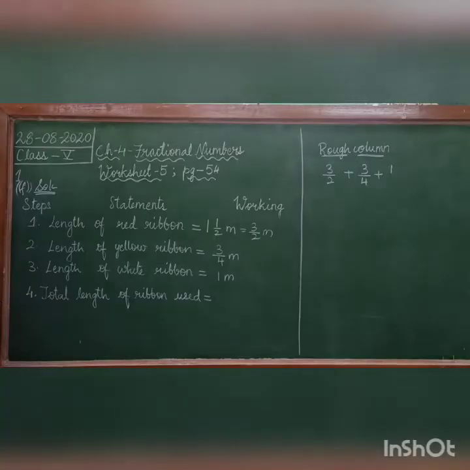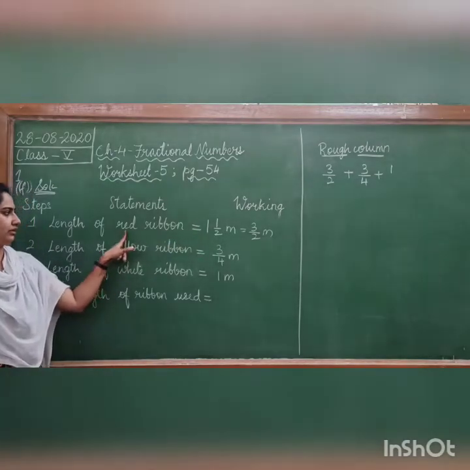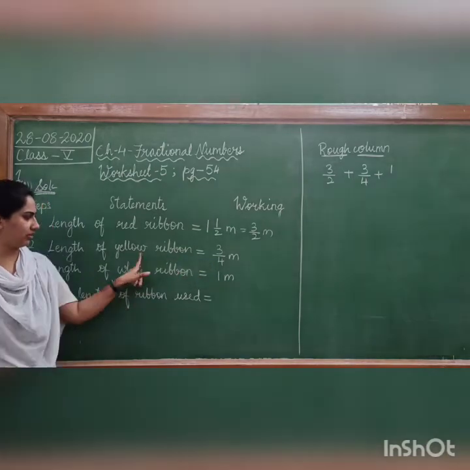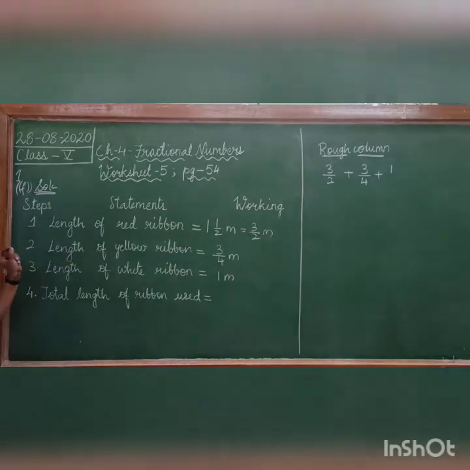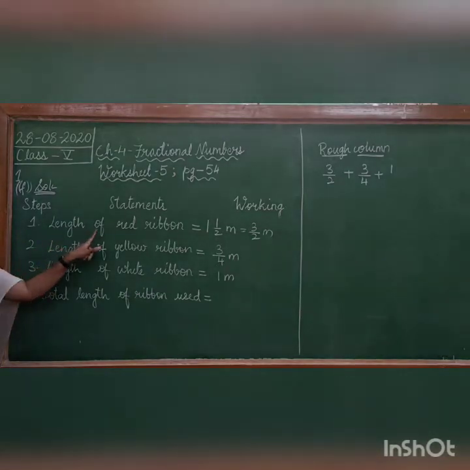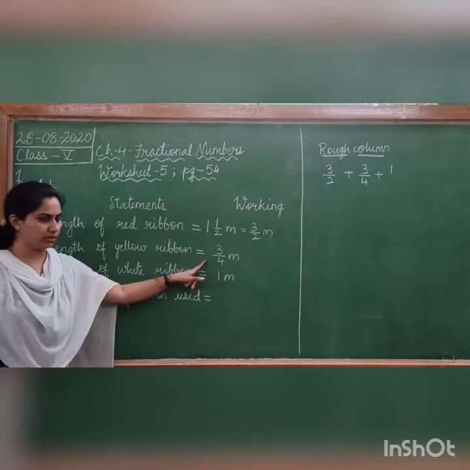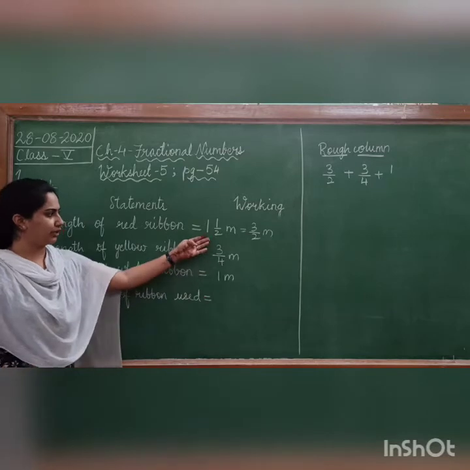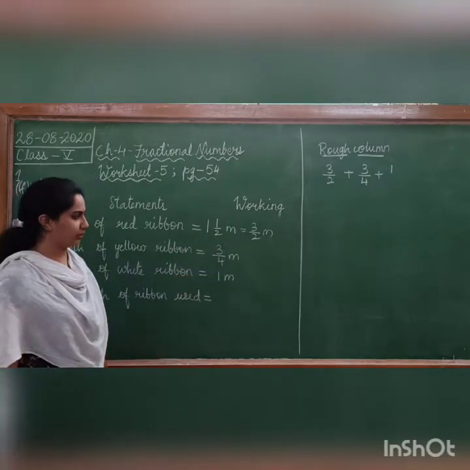That is red ribbon, yellow ribbon and white ribbon. So according to the problem, Neha uses 1.5 meter of red ribbon and she uses 3 by 4 meter of yellow ribbon and 1 meter of white ribbon. So we write the statements as length of red ribbon is equal to, length of yellow ribbon is equal to, and length of white ribbon is equal to. Whenever you have mixed fractions, we know that we have to convert them into improper fractions.